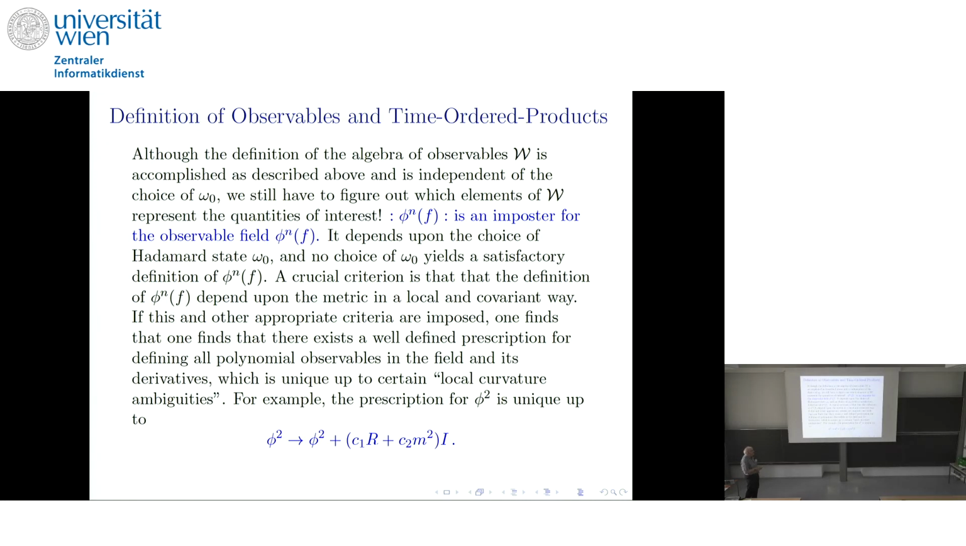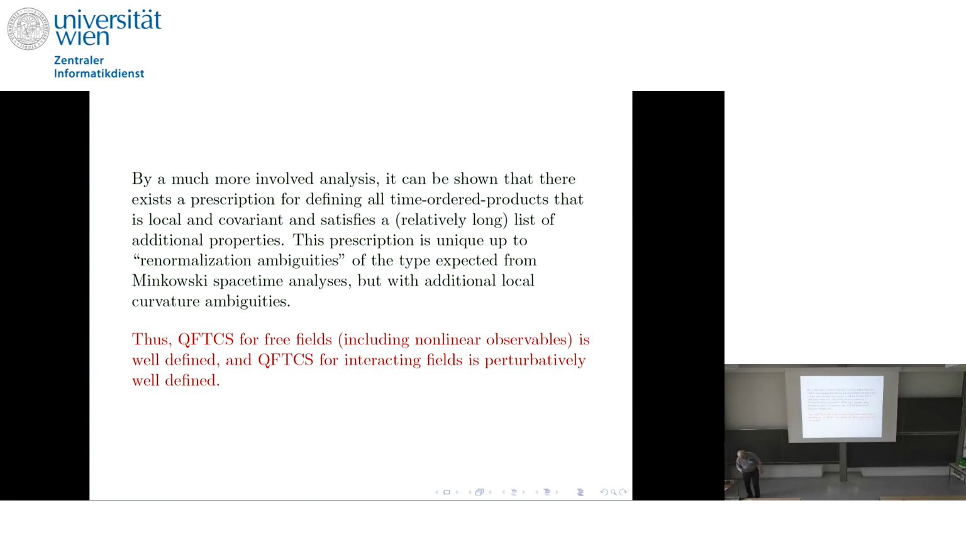there exists a unique prescription for finding phi to the n. Let's just look at the simpler case of phi squared, which has some ambiguity in it. In this case, this is the ambiguity in defining phi squared, and that's an ambiguity that one will have to live with. It's a much more complicated analysis to follow through on the same program for time-ordered products.